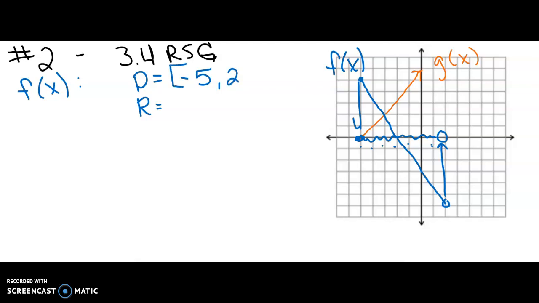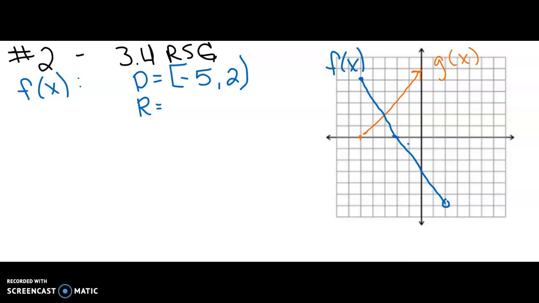Closed bracket on -5, because it's a closed dot. Open bracket on +2, because it's an open dot. And through the magic of video editing, I have erased those marks so I can think about what's going on. Sorry, I had to pause because I thought it wasn't actually recording. I have erased those marks that I used to find the domain.